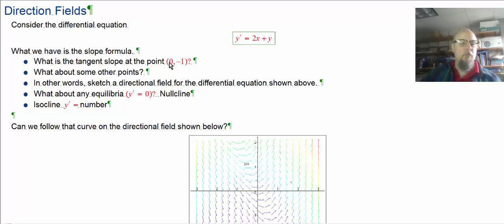So what's the tangent slope at the point 0, minus 1, when x is equal to 0 and y is equal to minus 1? The slope's minus 1. How did I get it? I just made x equal to 0 and y equal to minus 1 in the formula. What about some other points? Well, any xy point that I give you, 3, 2, let's say, totally just pulled that out of the air. If I plug that into the slope formula, what do I get? 6, 8. I get the slope as 8. So at the point 3, 2, I'm down here in the graph, that's supposed to be a slope of 8. That line is a slope of 8.